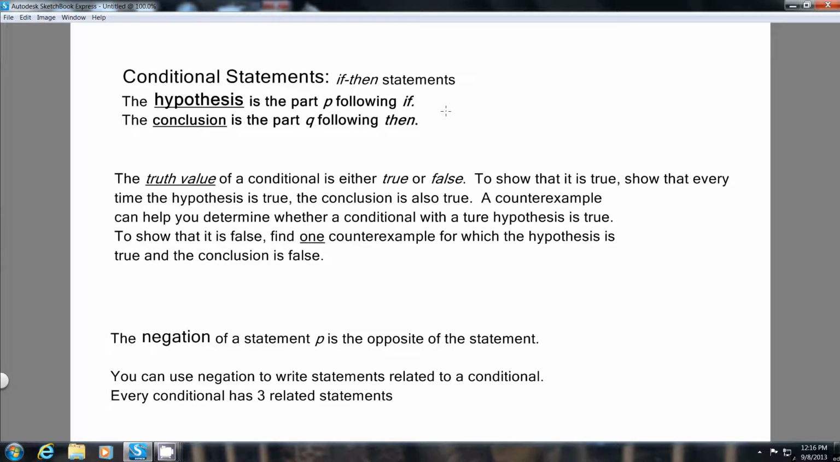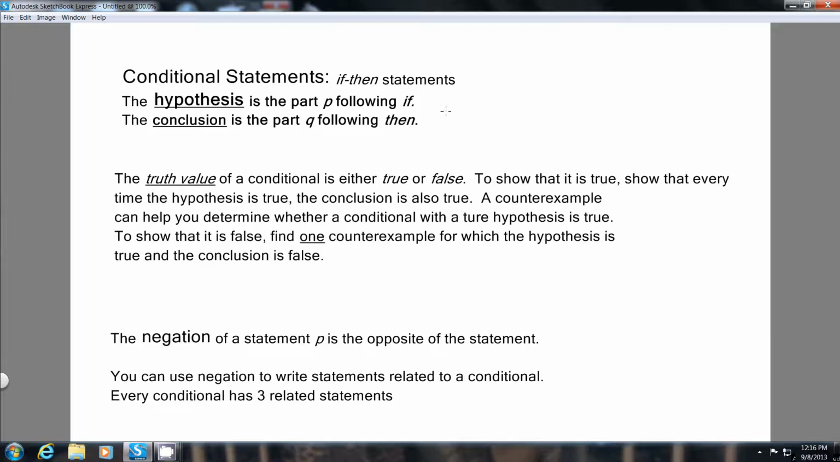Now, an example is a sentence that says something like, if the measure of angle A is 15, then angle A is acute. Well, the part following if is the measure of angle A equals 15. That would be the hypothesis. Where it says then, angle A is acute, the conclusion would be angle A is acute. We never write the if and the then with the hypothesis and the conclusion.